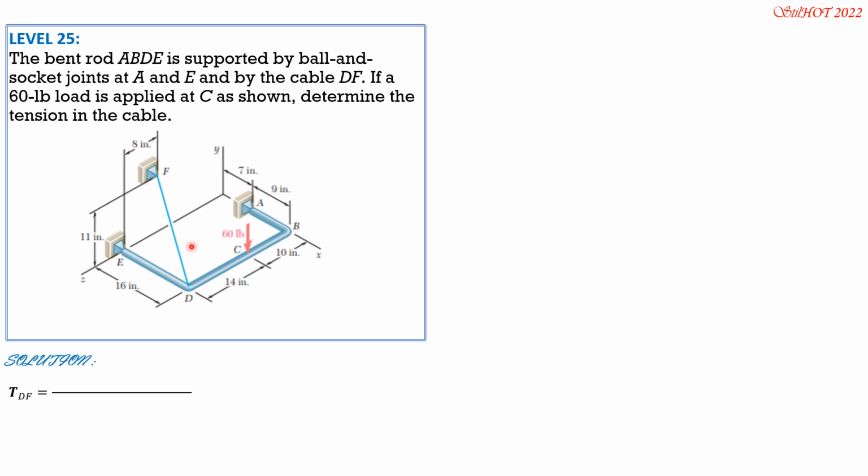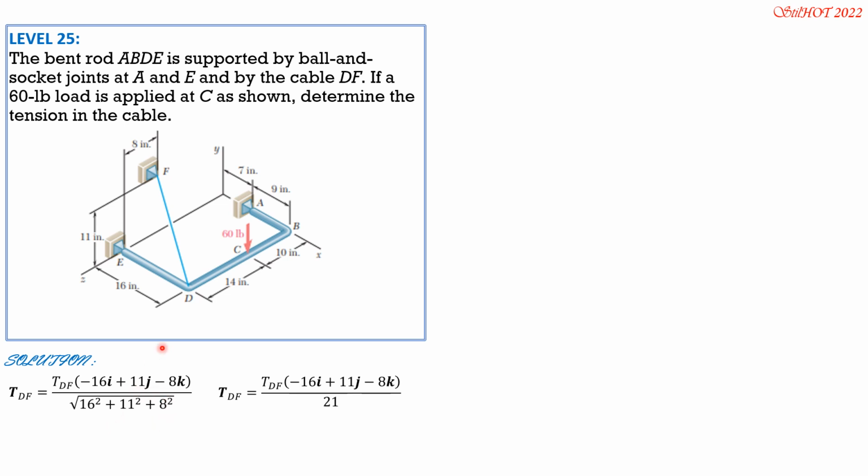So let's have the tension DF in vector form. Tension DF times quantity negative 16i plus 11j, then minus 8k over square root of 16 squared plus 11 squared plus 8 squared. DF is towards the negative x-axis, 16, that's why negative 16i, upward along y, 11, then backward along z, negative 8. So tension DF is magnitude of tension DF times quantity negative 16i plus 11j minus 8k over 21.